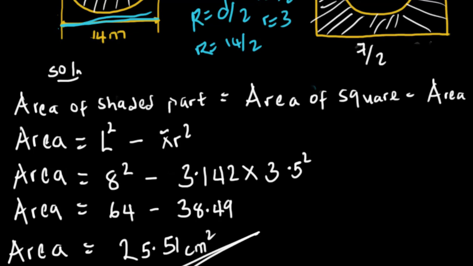When you are told to find the area of a shaded part, all you need to do is to subtract the area of the smaller shape from the area of the bigger. I hope you understand.